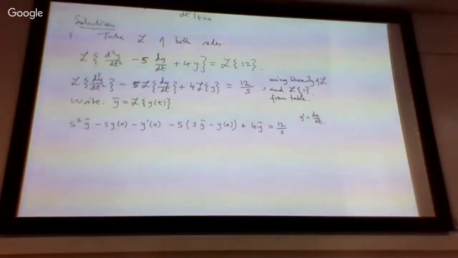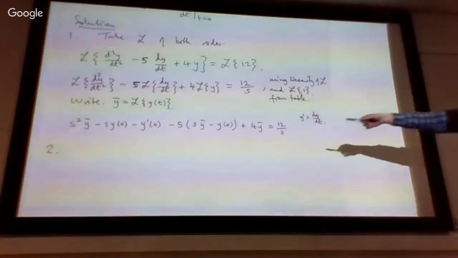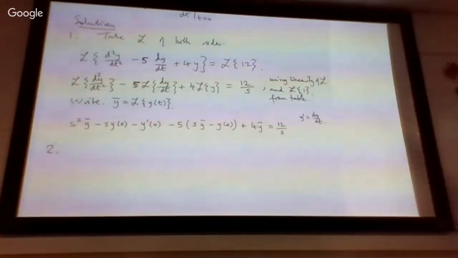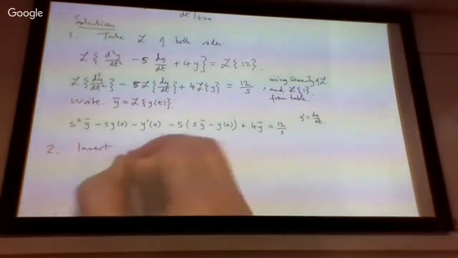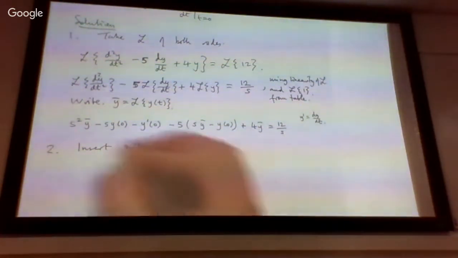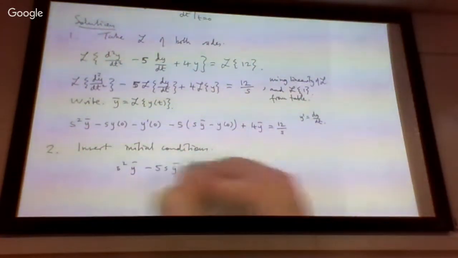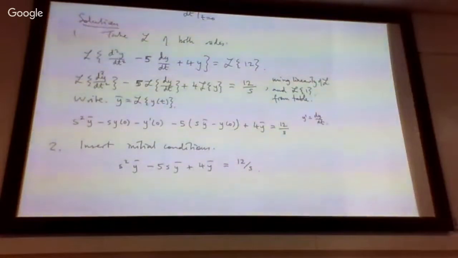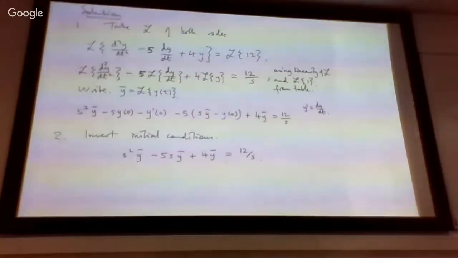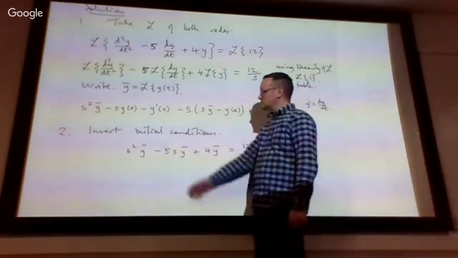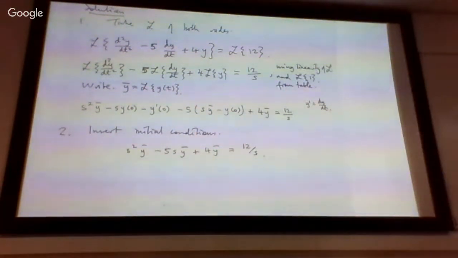So step two indicated to insert the initial conditions. We've got y bar, we've got the new variable s, but we've also got these various constants floating around here, y of 0 and y prime of 0. Now, in this particular equation, we're told that they're 0. So that simplifies the thing a lot. We insert the initial conditions, and they're just 0. The equation simplifies to this one. The y of 0 and y prime of 0, the first derivative of y evaluated at 0, are both 0, we're told in the setup to the problem. So the left-hand side just reduces to those three terms involving y bar.